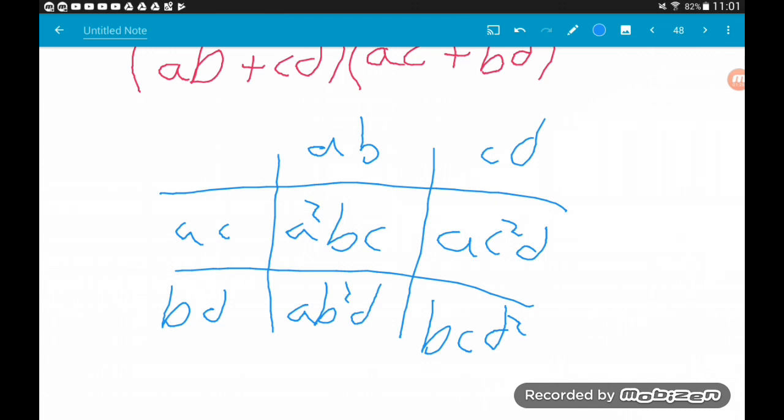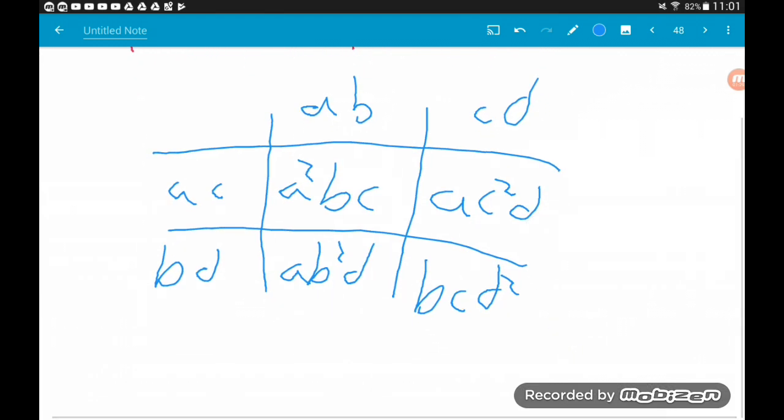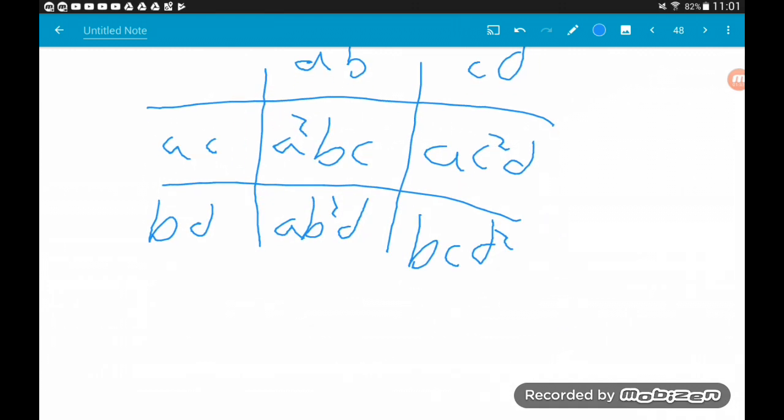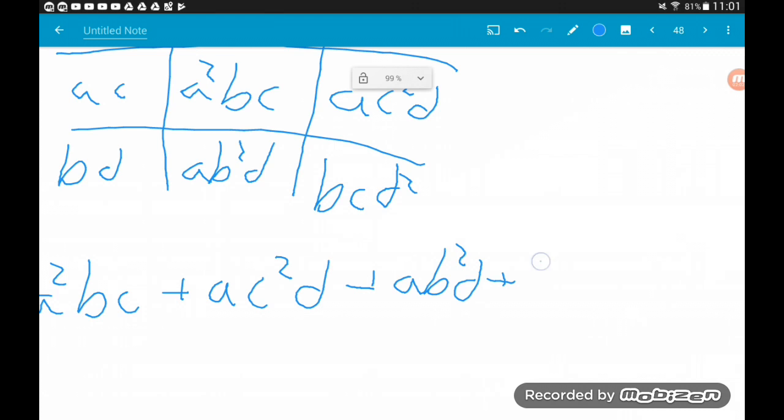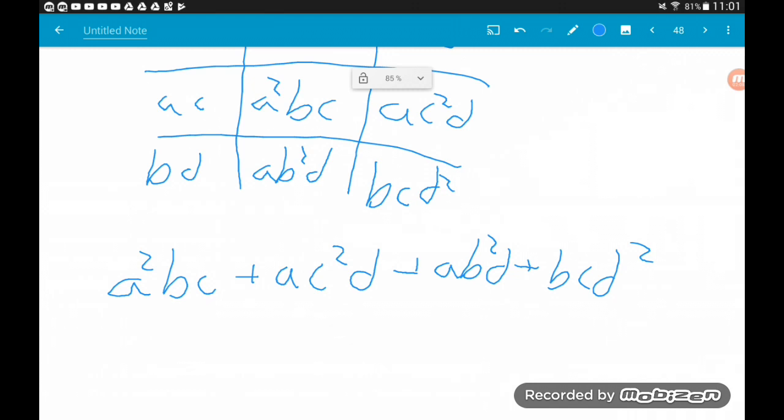So we then just need to pull each term out of the table. We can't do any simplifying. So we've got a squared bc plus ac squared d plus ab squared d plus bcd squared. Lovely. Oh, that was fun. Good times.